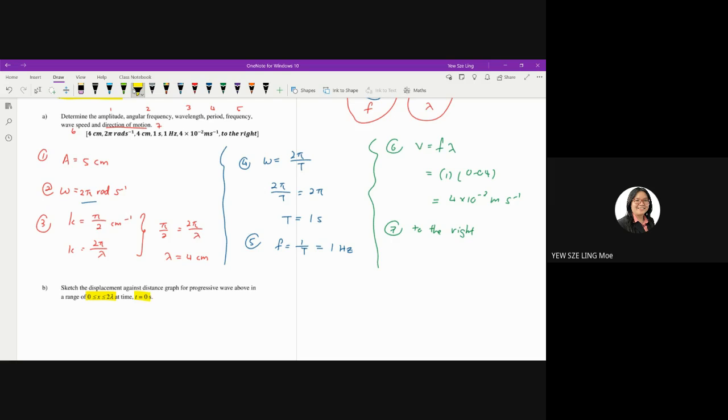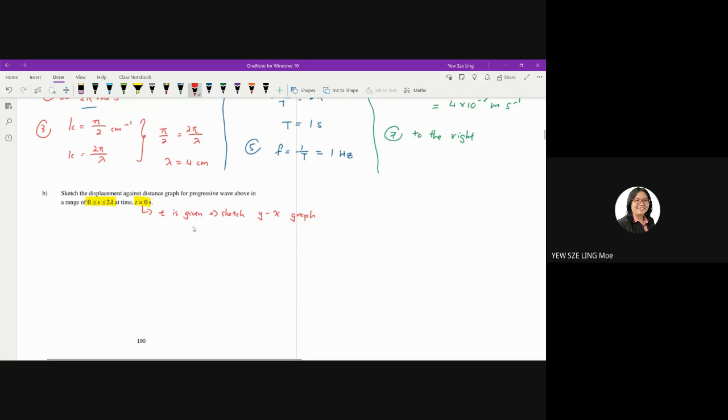So how are we going to solve it? If you are given time, t is given, then we are going to sketch a y against x graph. If x is given, then we sketch a y against t graph. Again, look at the equation. The equation given is y equals 5 sine of (2 pi t minus pi over 2 x). Given t equals 0.